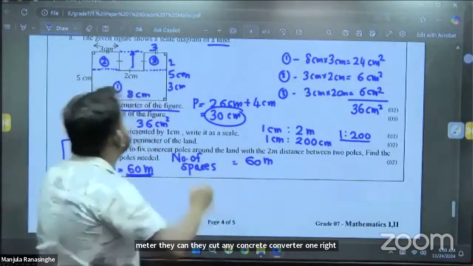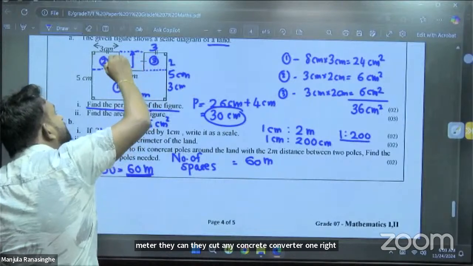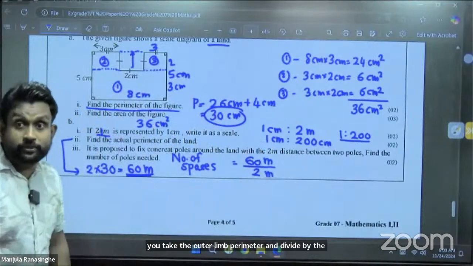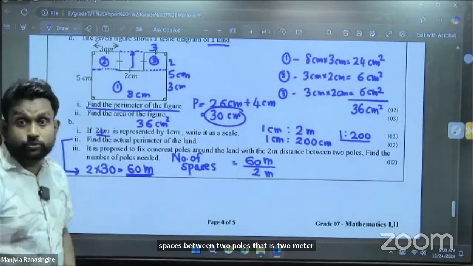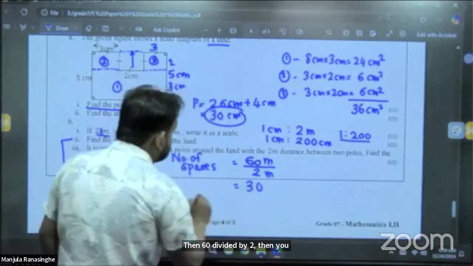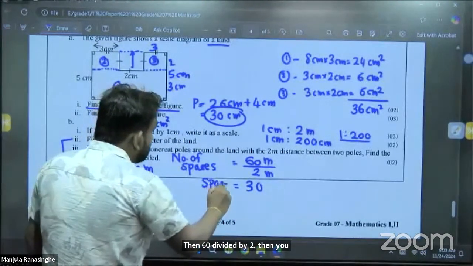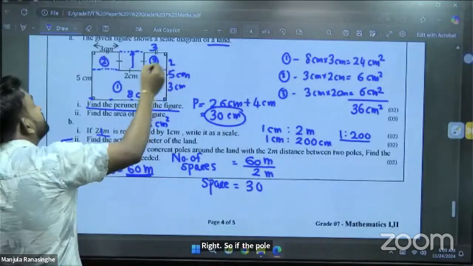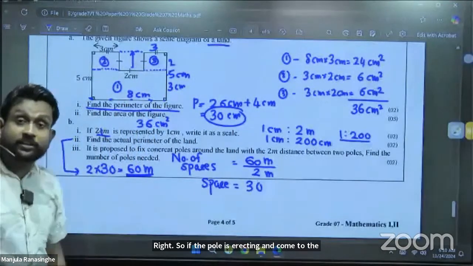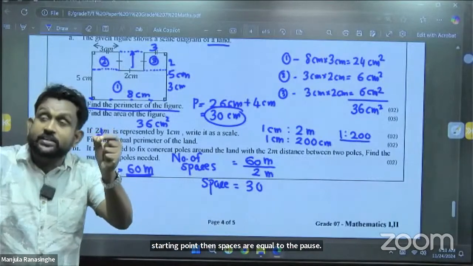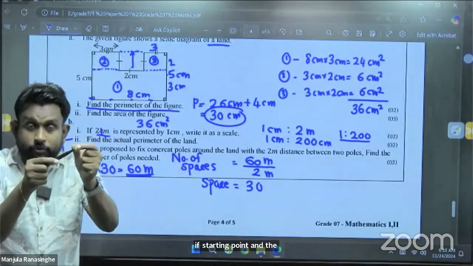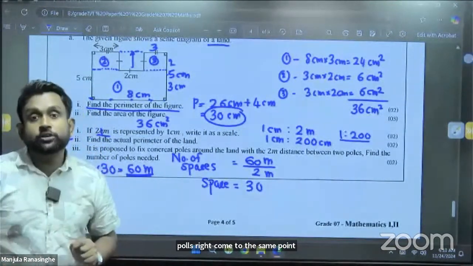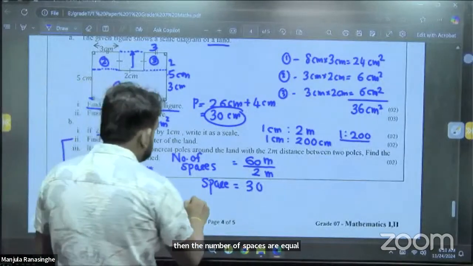So 60 meters is the outer length. You take the perimeter and divide by the space between 2 poles, which is 2 meters. Then 60 divided by 2 gives 30 spaces. If the poles are erected and we come back to the starting point, that is, the starting point and ending point of the poles are the same, then the number of spaces equals the number of poles. Then you write the number of poles.